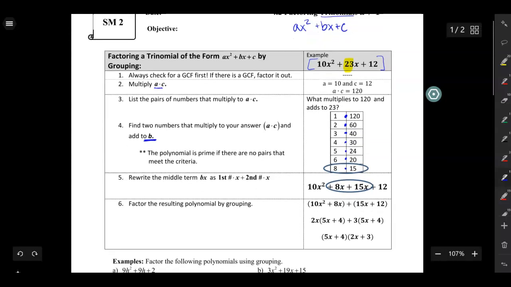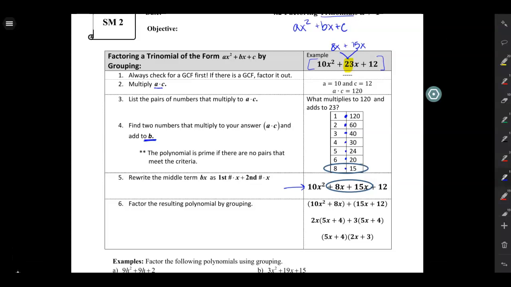So what we're going to do with that 8 and 15 is split up this middle term, this 23x, into two different terms. I like to think about this as taking the 23x, and instead of having 23x, I'm going to have an 8x plus a 15x. So it's kind of like undoing the addition. Okay. So then our polynomial ends up looking like it does here in step 5: 10x squared plus 8x plus 15x plus 12.